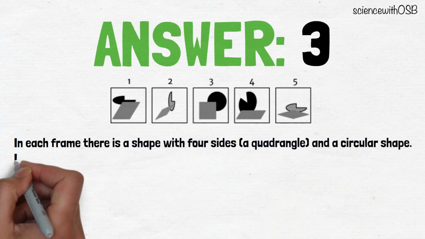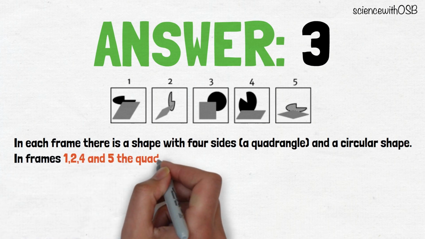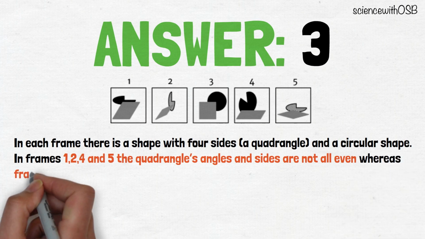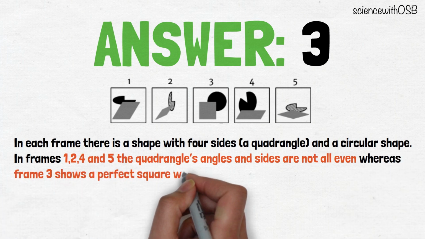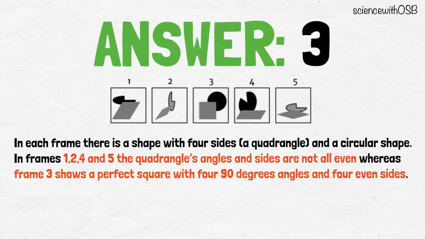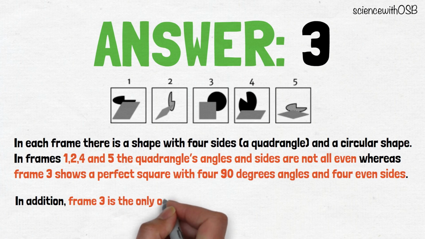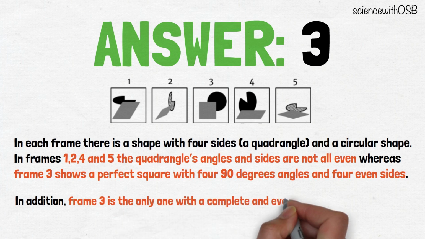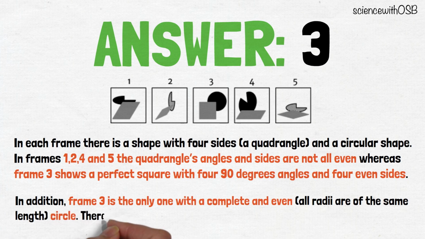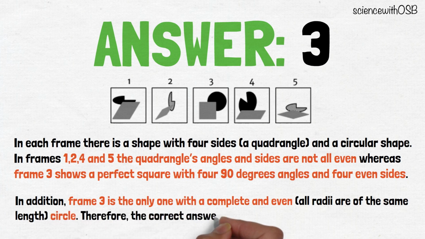In frames 1, 2, 4 and 5, the quadrangles, angles and sides are not all even, whereas frame 3 shows a perfect square with 4 90-degree angles and 4 even sides. In addition, frame 3 is the only one with a complete and even circle, that is, all radii are of the same length. Therefore, the correct answer is 3.